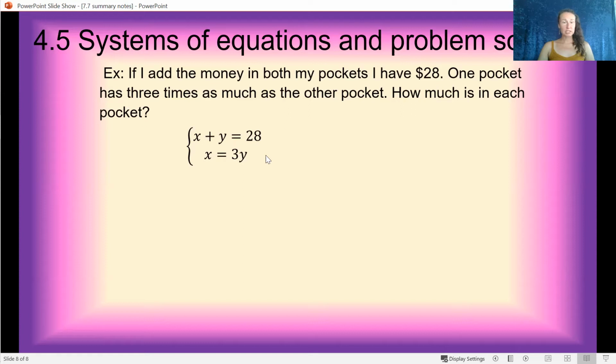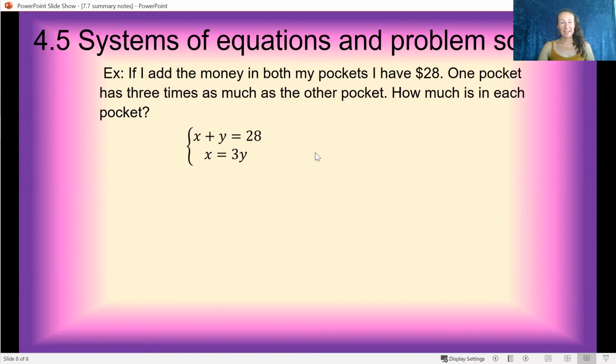A lot of times when you just have 2 equations and 2 variables, it's easier to use substitution. So since our second equation is already solved for X, we can just replace the X in our first equation with a 3Y. Because we know that X is equal to 3Y, we can say that 3Y plus Y equals 28. So 4Y equals 28.